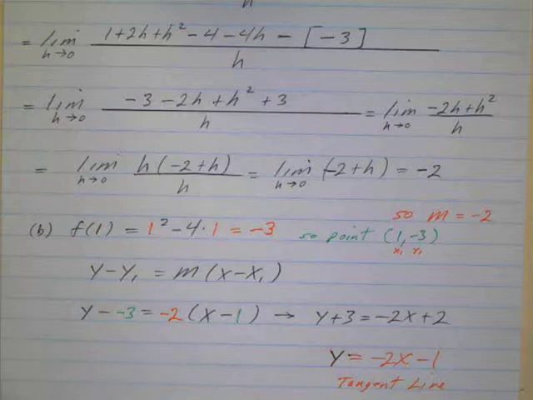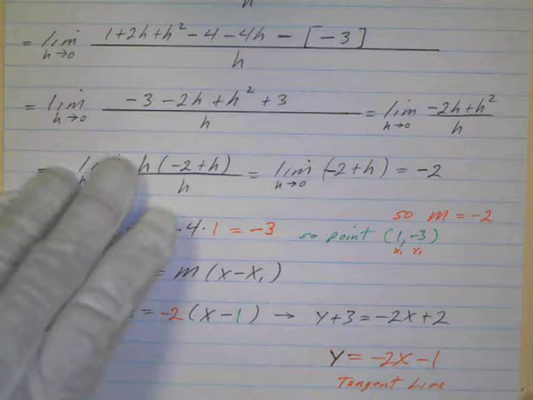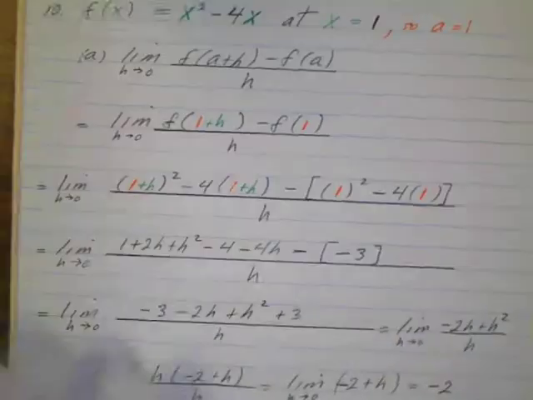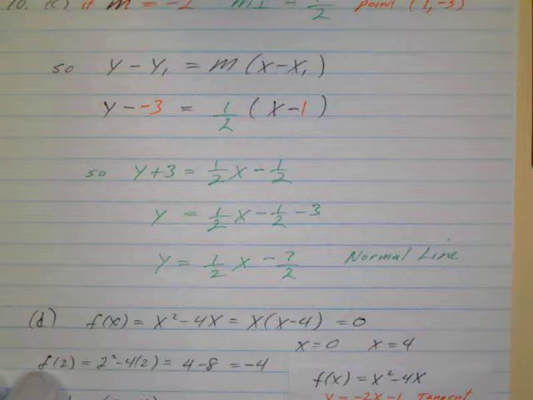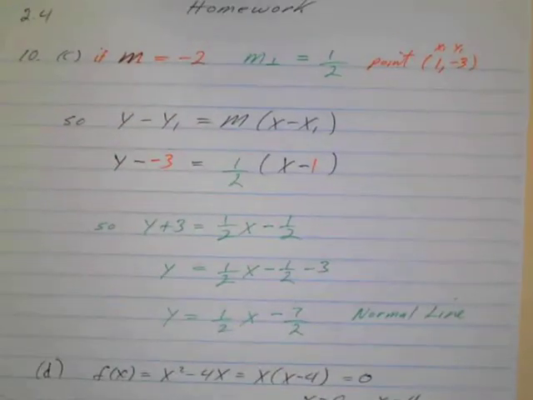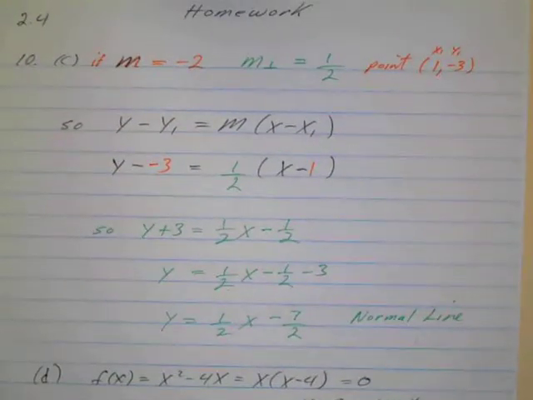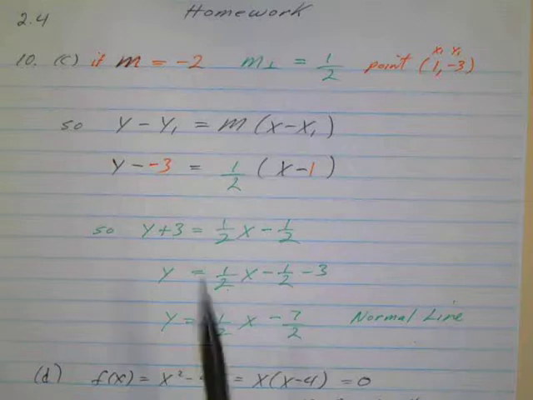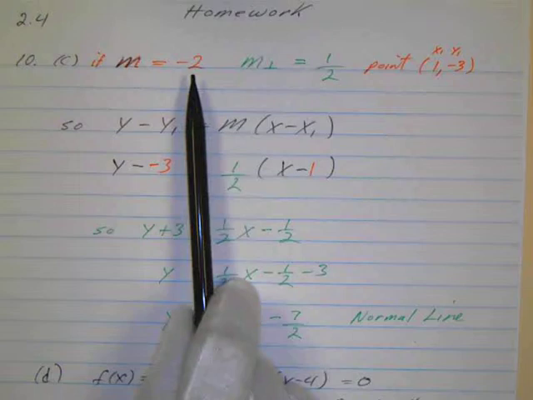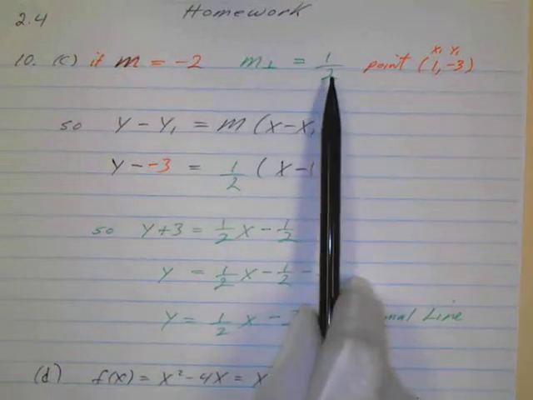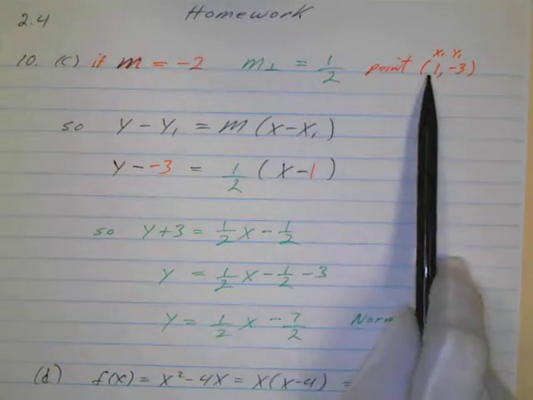Okay? And now we also have to find the normal line. So let me switch this around here for you. Remember, the normal line is going through the same point, the point of tangency. And the normal line will be perpendicular to the tangent line at that point of tangency. So if the slope of my tangent line is negative 2, the slope of the line that's perpendicular to that will be positive 1/2, the negative reciprocal, and that's going to be at the same point, 1, negative 3.